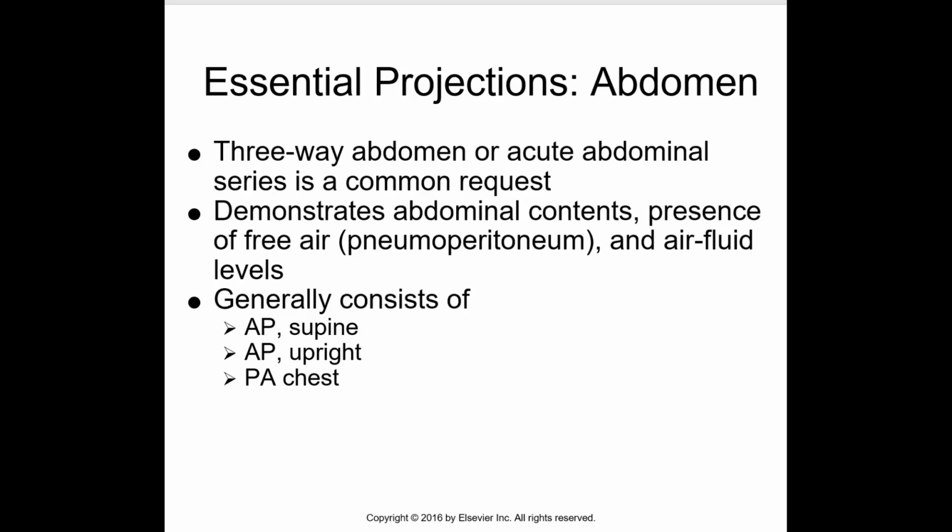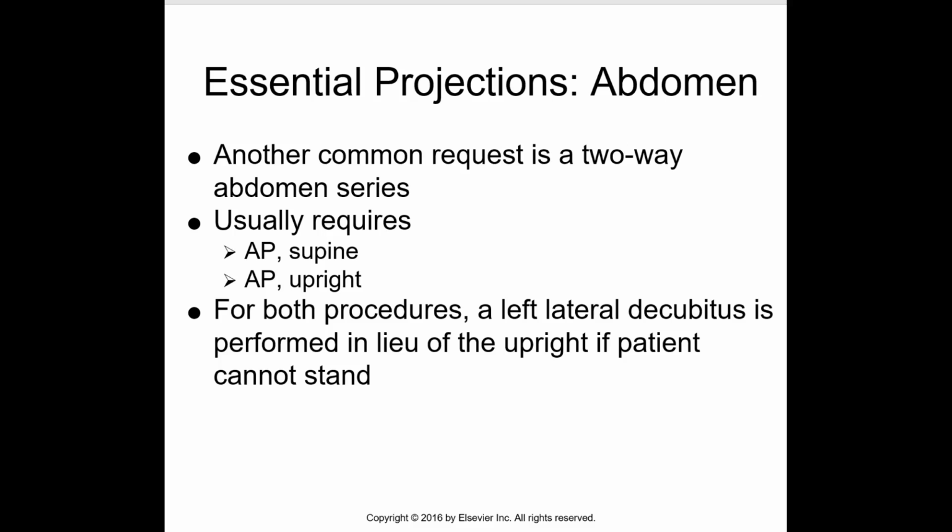Three-way abdomen is usually a supine, an upright, and then a chest x-ray. And like I said, we'll go more into that later on. So two-way abdomen series is usually an AP supine and an AP upright.